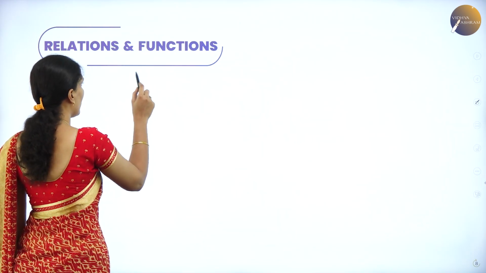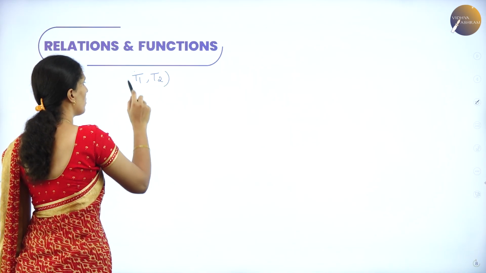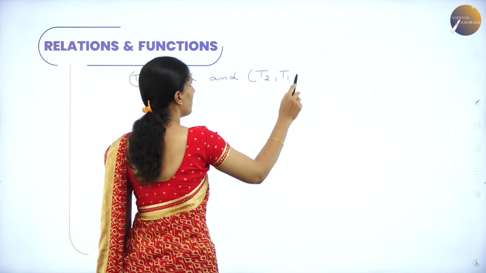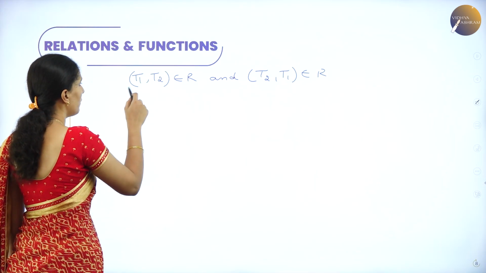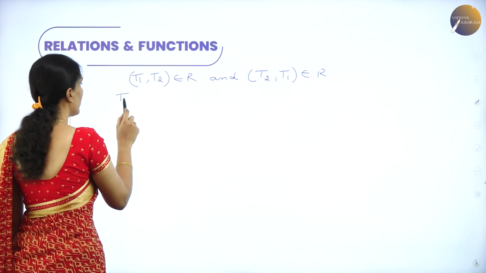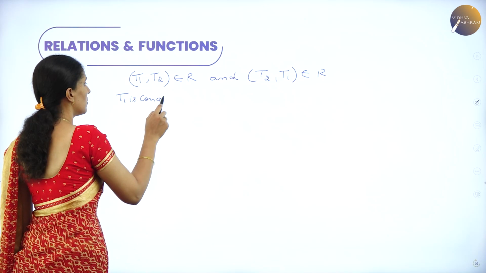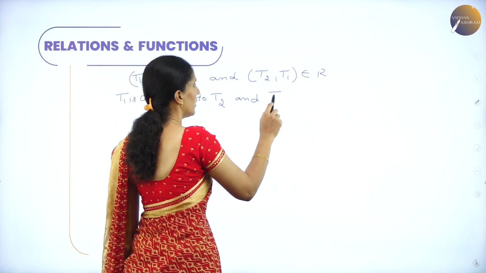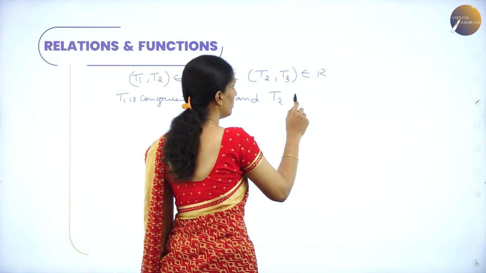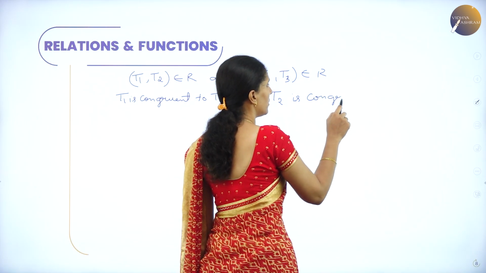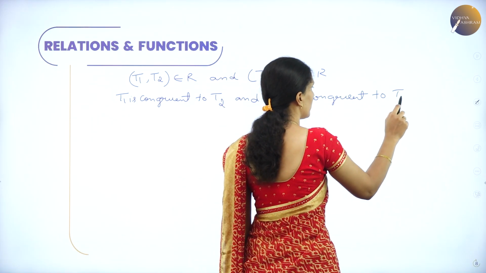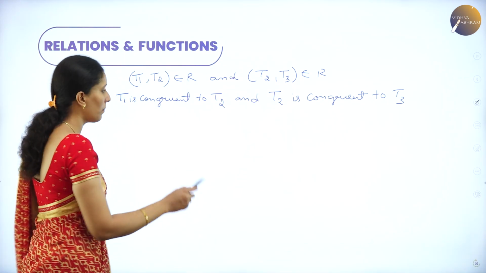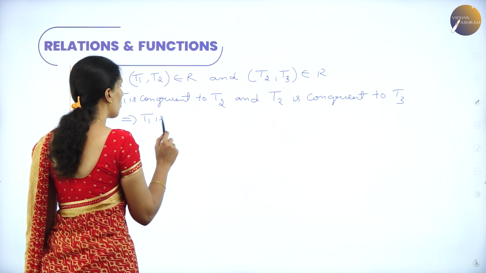Next we take three triangles. Let me take T1, T2 belongs to R and T2, T3 belongs to R. So here if T1, T2 belongs to R, this means what? T1 is congruent to T2 and T2 is congruent to T3. So T1 is congruent to T2, T2 is congruent to T3.